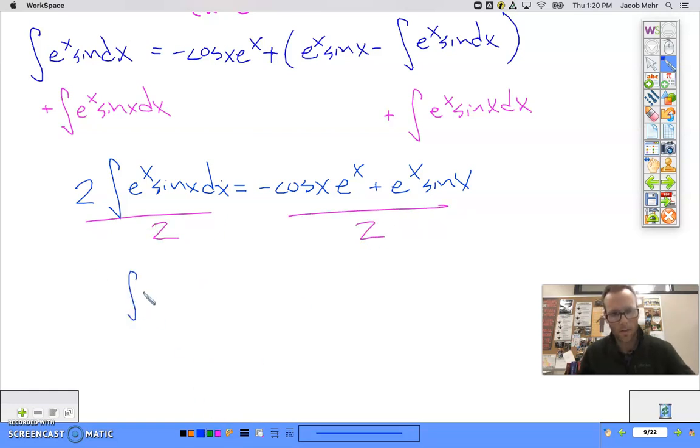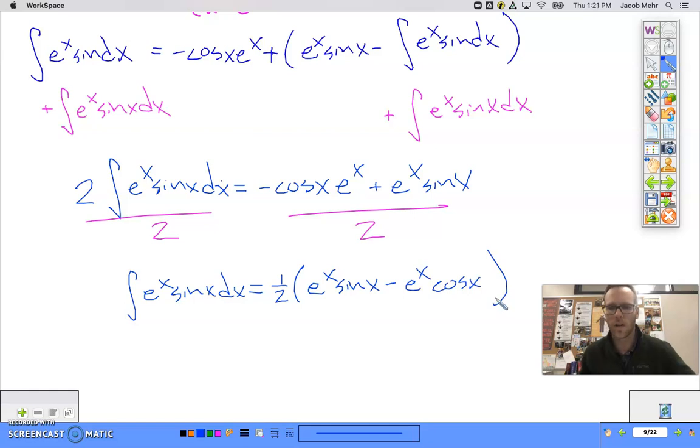That gives me the integral of e to the x sine of x dx, which is exactly what I want, equals this. Now I'm just going to rearrange this so it looks a little bit nicer. I'm going to write it as 1/2, and I'm going to switch the order here, e to the x sine of x minus e to the x cosine of x. Even here, if you wanted to factor out an e to the x, you could write it as 1/2 e to the x parenthesis sine of x minus cosine of x. I mean, we can rearrange it quite a bit. That looks at least a little cleaner than what I had before.